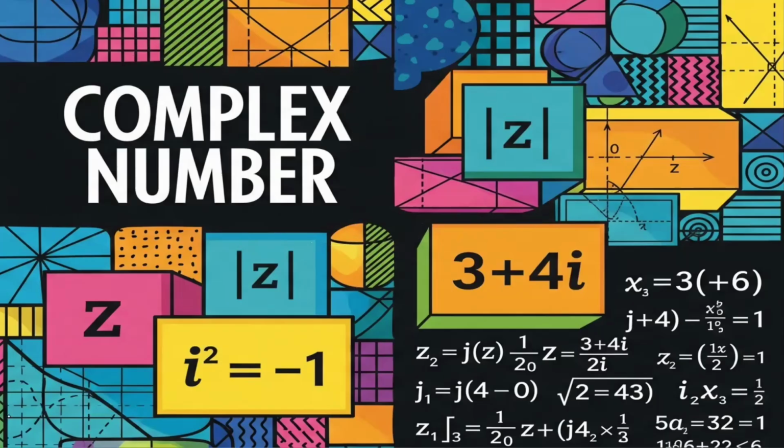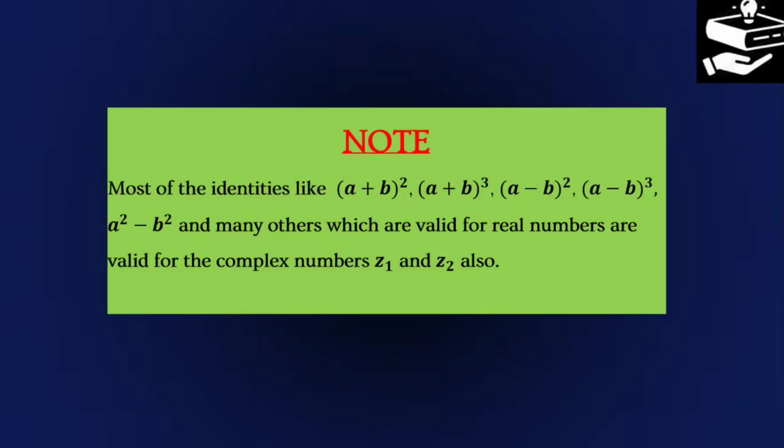Next is, so this much we have read. Today we will start again from here. That is, most of the identities like (a+b)², (a+b)³, (a-b)³, (a-b)², a²-b², and many others which are valid for real numbers are valid for complex numbers as well.